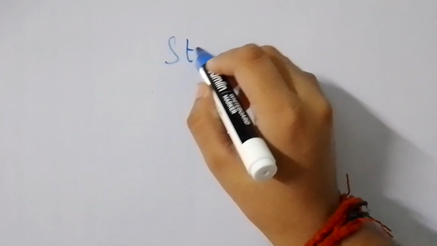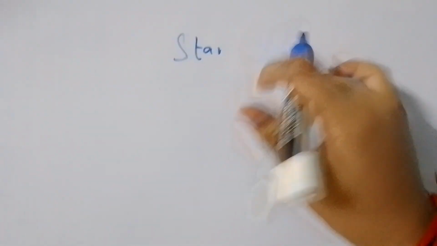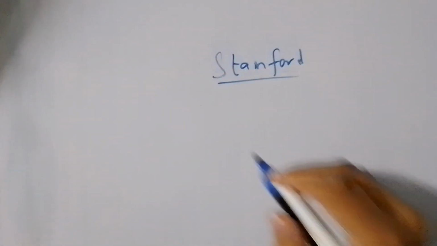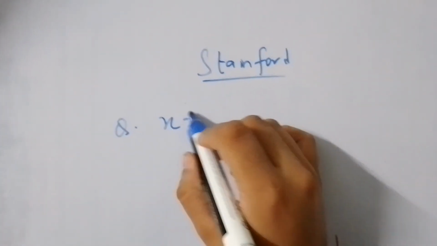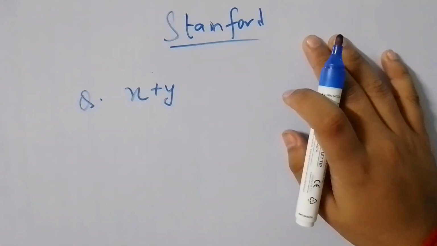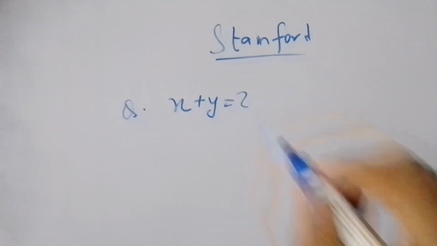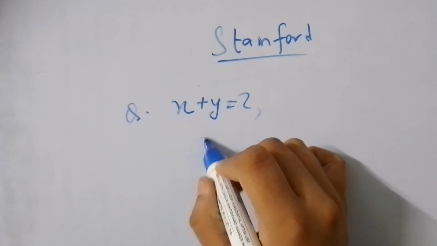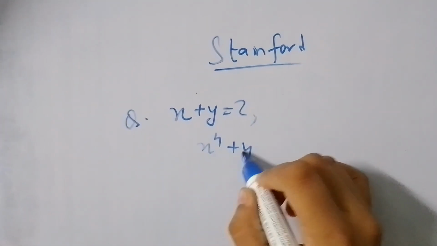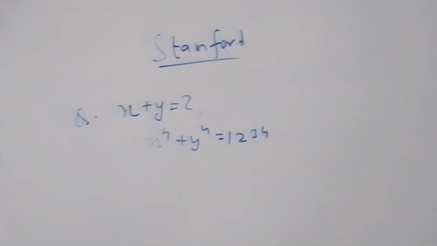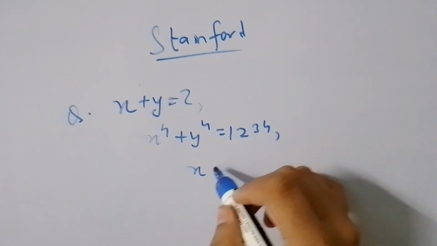Okay, let's move on to the last question of the video. This is from Stanford Olympiads. I guess this is the hardest among the ones that I've done today. Now x plus 2y equals 2, and x to the power 4 plus y to the power 4 equals 1234. Now we need to find xy.